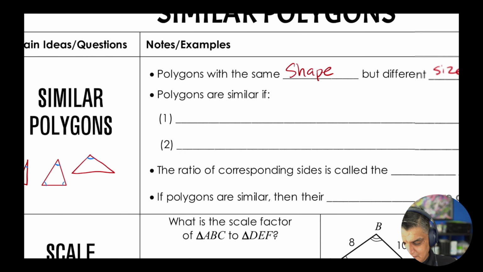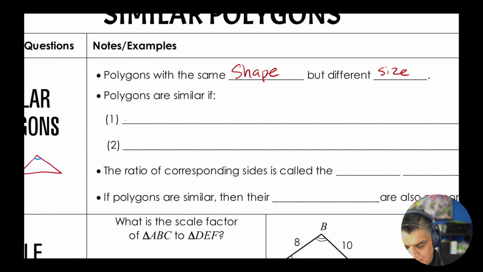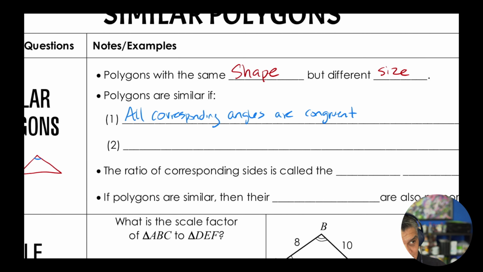So that's the first thing of similar polygons. All corresponding angles are congruent. So between the small shape and the big shape, the angles stay the same. The angles are congruent. All matching angles. Remember, corresponding just means matching, right?